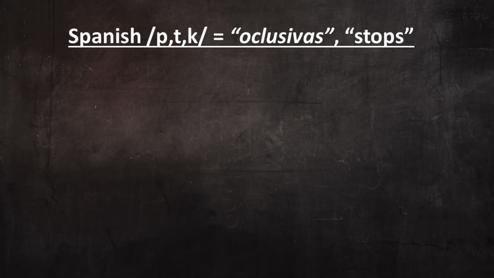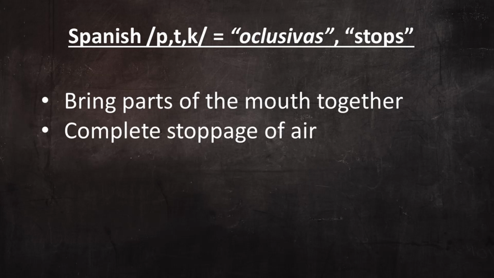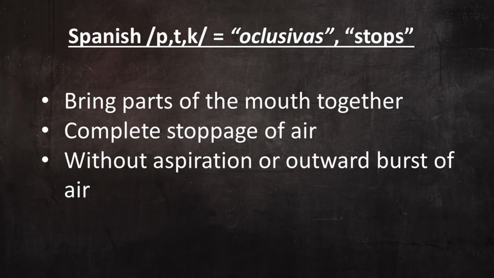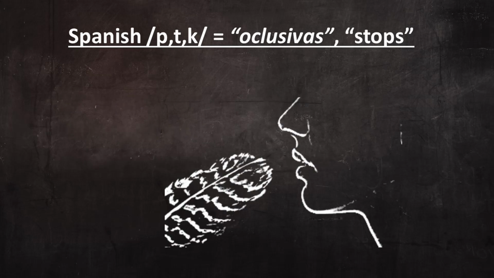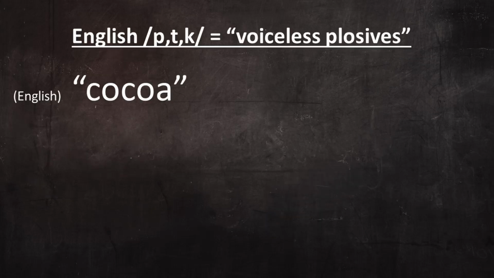Spanish p, t, and k are not really plosives. Spanish-speaking authors refer to them as oclusivas, and in my videos, I usually refer to them as stops. They're pronounced by bringing parts of the mouth together and creating a complete stoppage of air, but without the outward burst of air or aspiration of their English counterparts. We could observe this difference between English p and Spanish p by having a native Spanish speaker place a feather a couple of inches in front of her mouth and say the word papel. As she pronounced the p's, we would not see the feather move with each of the p sounds. Papel, papel, papel. The difference between English and Spanish k is perfectly analogous to p, and this can be observed by comparing the English word cocoa and the Spanish word coco.